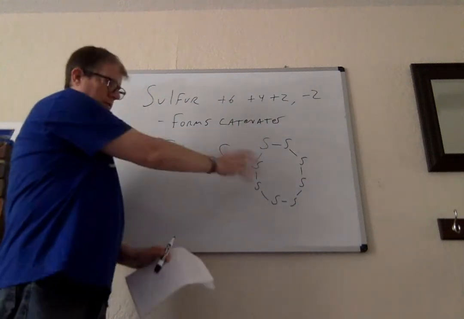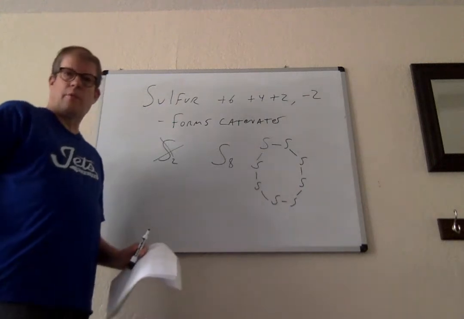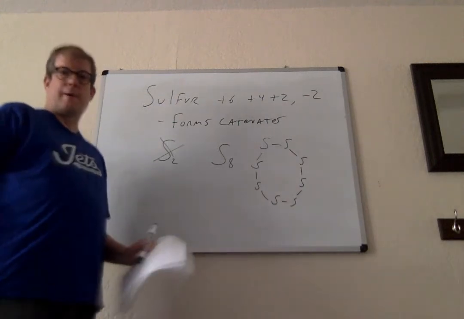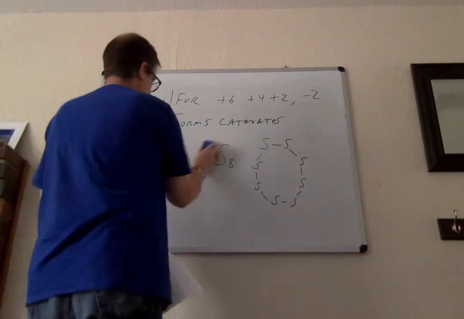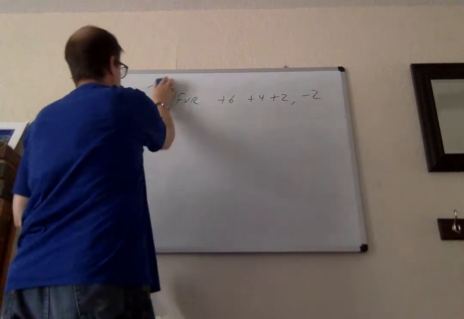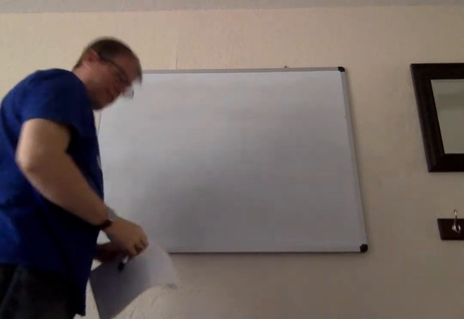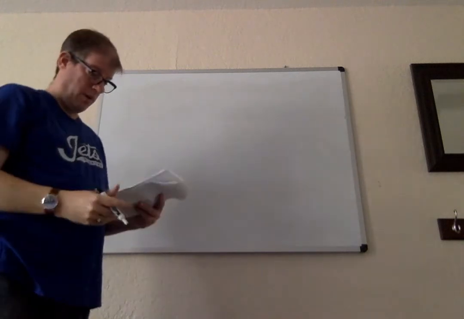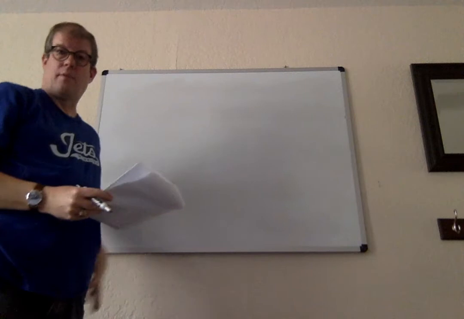There's actually a whole bunch of other forms of the element itself that you can get with ring sizes up to 20 sulfur in there. So sulfur is indeed an important element, and where do we get it from?